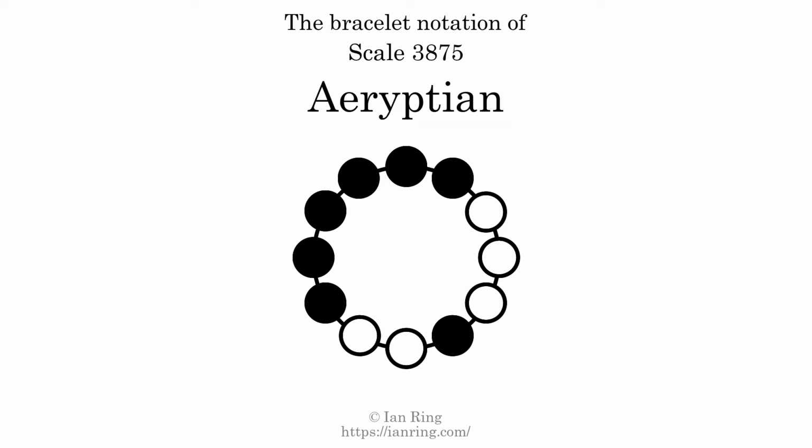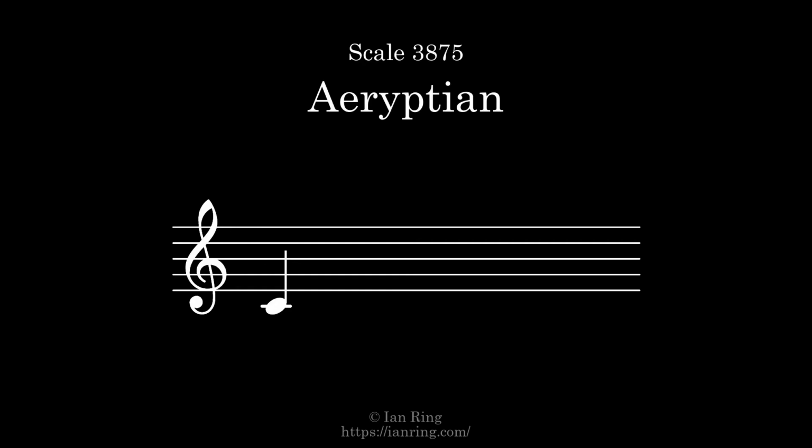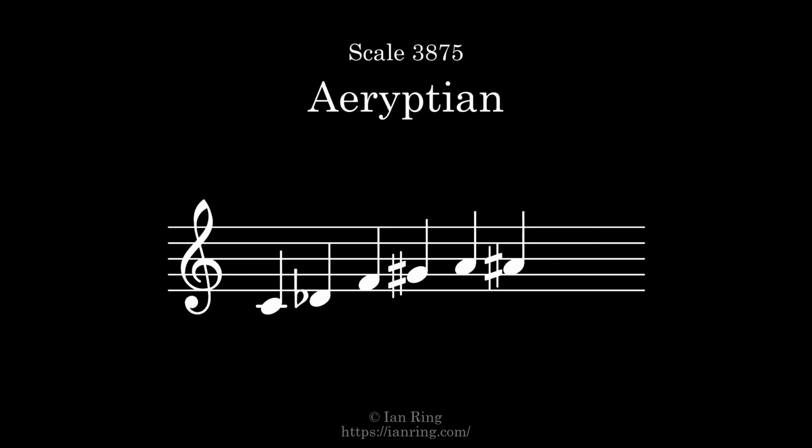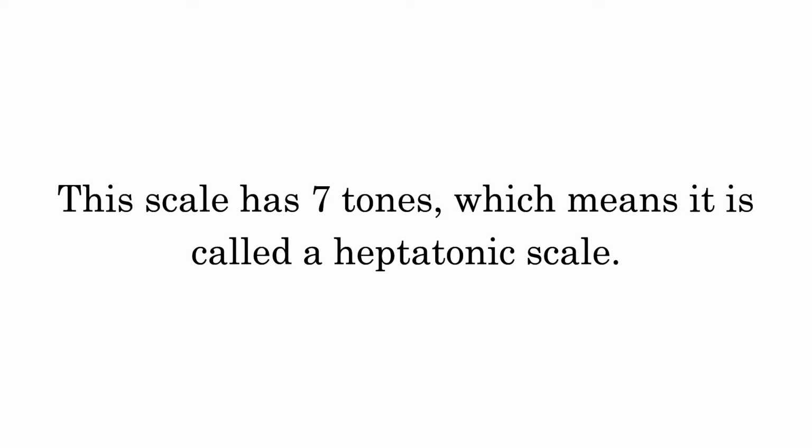3875, Aeryptian, which sounds like this. This scale has 7 tones, which means it is called a heptatonic scale.